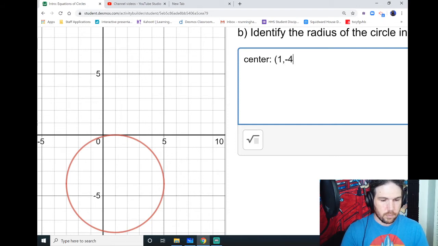And then the radius? Well, let's see. From the center, I go up 1, 2, 3, 4 to get to the edge. So the radius is 4.